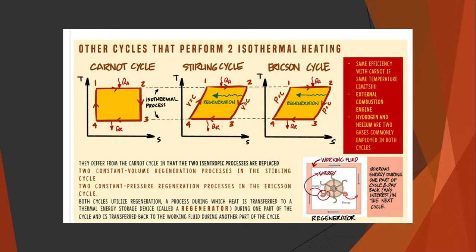So just like Carnot cycle, ang Stirling cycle is composed also of 4 processes. And the main difference naman ng Carnot cycle dito sa Stirling at Ericsson cycle naman is yung kanyang 2 processes. So tignan natin kung ano yan. Meron siyang 4 processes. Yung process 1 to 2 ng Stirling cycle is isothermal heat addition.